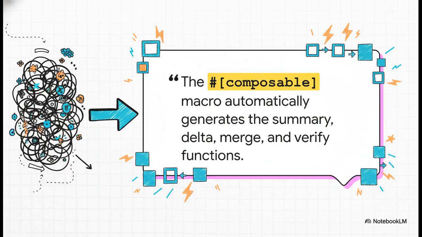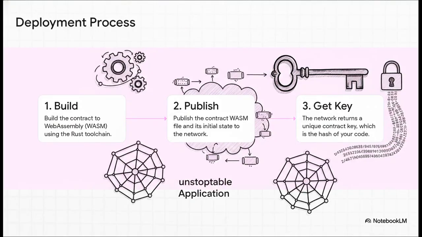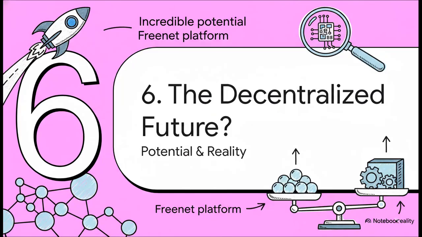A developer just adds this @composable tag, and a tool automatically generates all that complicated sync logic for them. It's a huge deal. And from there, the process is pretty straightforward. You build your app in Rust, you publish the compiled code to the network, and you get back a unique key. That key is basically the web address for your brand new, unstoppable application. Okay, let's zoom all the way back out. What does this all mean? We have to look at both the amazing potential here and the reality of where the technology is today.